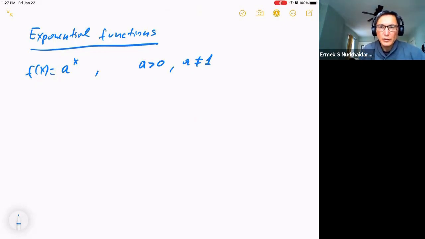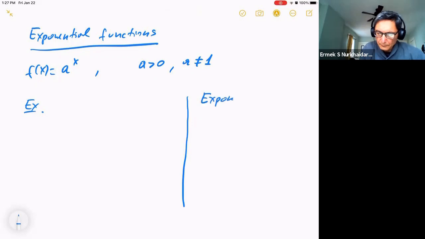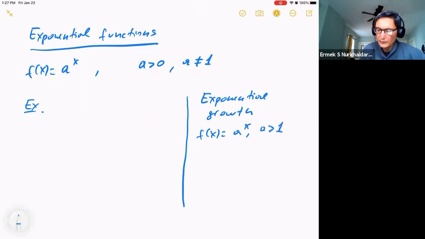So, two particular exponential functions. If you recall, we have two particular ones. The first one, exponential growth. That is f of x equals a to x, and we have exponential growth when a is bigger than 1. So when the base is bigger than 1.